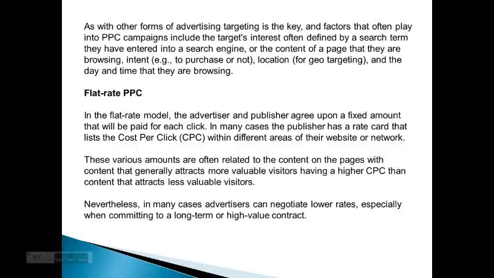Flat rate PPC. In the flat rate model, the advertiser and publisher agree upon a fixed amount that will be paid for each click. In many cases, the publisher has a rate card that lists the cost per click within the different areas of their website or network. These various amounts are often related to the content on the pages, with content that generally attracts more valuable visitors having a higher CPC than content that attracts less valuable visitors. Nevertheless, in many cases, advertisers can negotiate lower rates, especially when committing to a long-term or high-value contract.